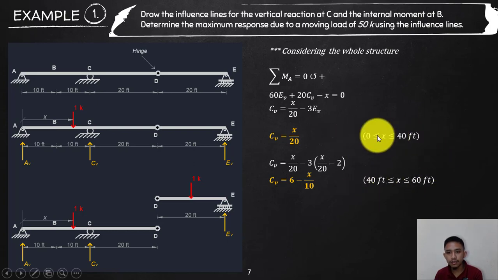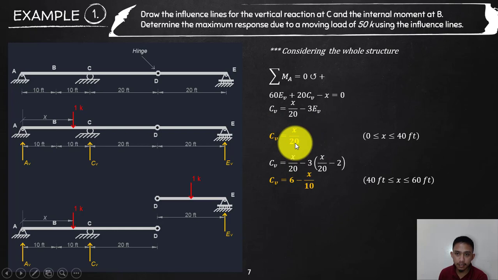The 40 here is referring to the left side, the effect of the load at D on the left side, and then once it surpasses the point D, that is now the 40 feet in this equation. So now we have the response. We are good with the response equation. All we need to do is draw the graph of this.